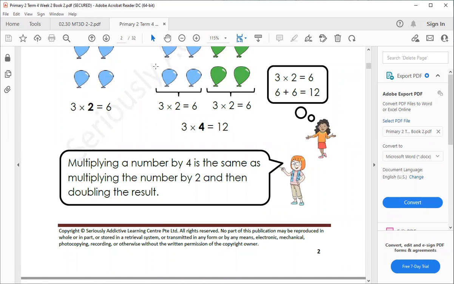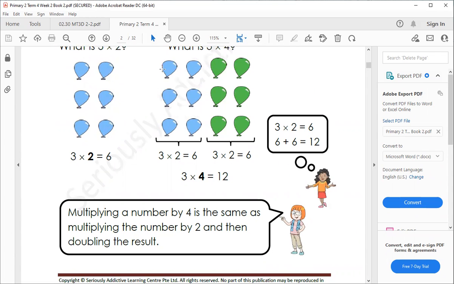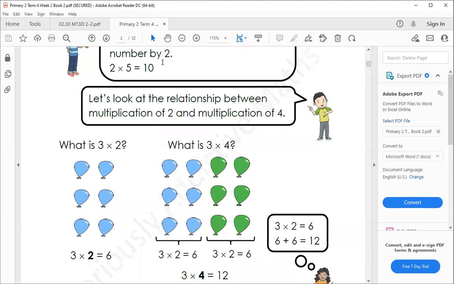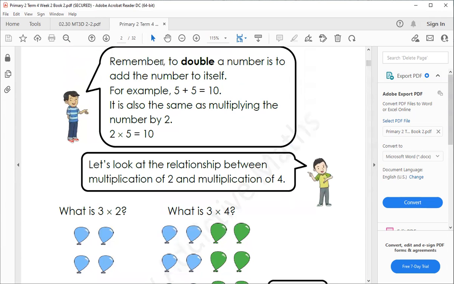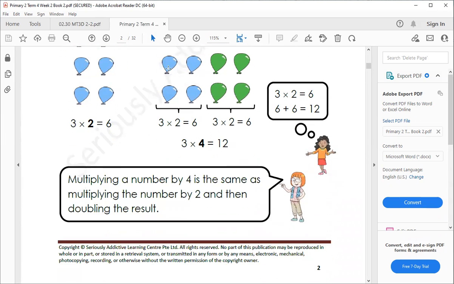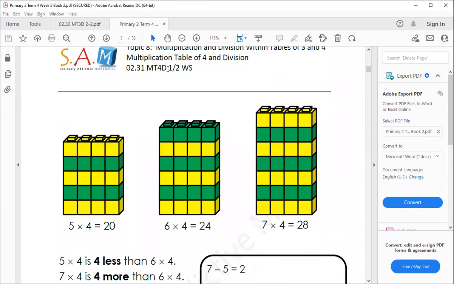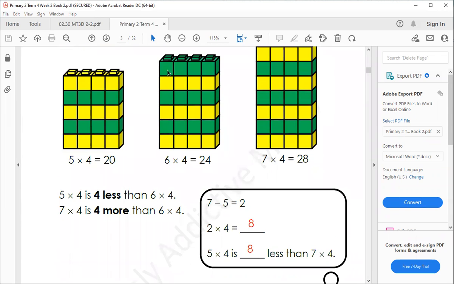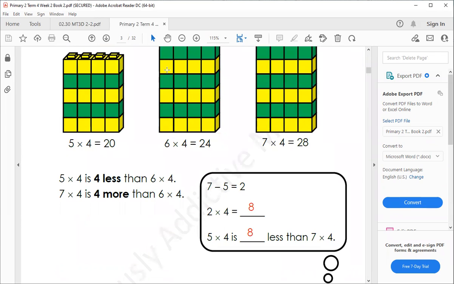multiplying a number by 4 is the same as multiplying a number by 2 and then doubling the result. Some may find this portion a bit difficult to understand, because it's understanding of 2 and 4. So whatever the answer, you multiply by 2 again, you get the answer. So it's understanding multiplication of 4 by using multiplication of 2. So let's try it out, see whether they understand it. If not, it's actually not the end of the world.